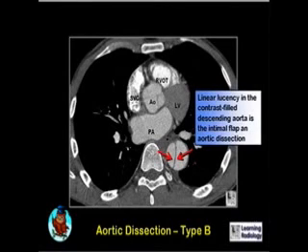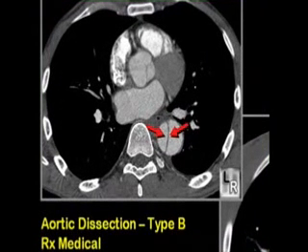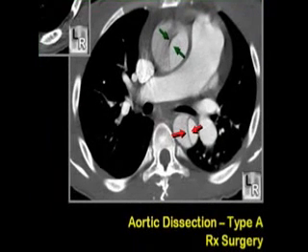This is a type B dissection. Aortic dissections which are type B dissections spare the ascending aorta and are usually treated medically. Aortic dissections which involve the ascending aorta are type A dissections, and they're usually treated surgically.